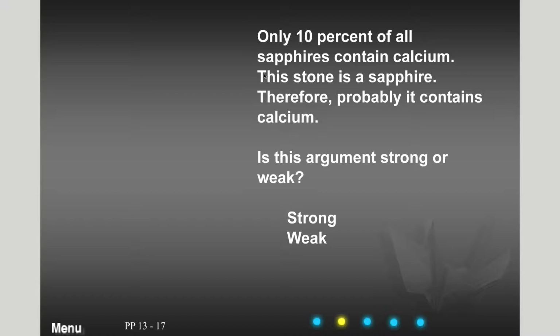Only 10%, on the other hand, of all sapphires contain calcium. This stone is a sapphire, therefore probably, and remember, this term tells us it's an inductive argument, it contains calcium. Is this argument strong or weak? Well, it's only 10%. That's quite weak. It's a 90% probability that, in fact, it doesn't contain calcium.